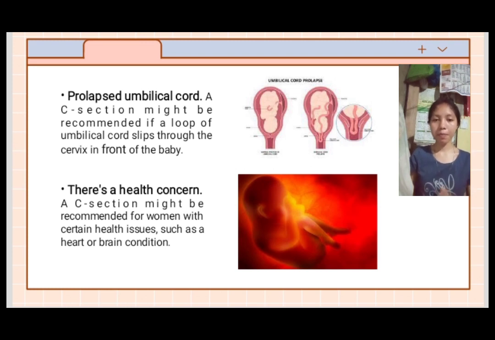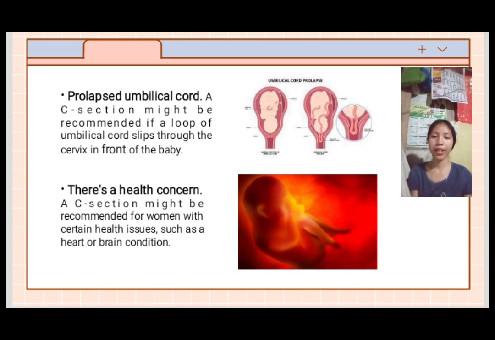Normally, the baby comes out followed by the umbilical cord, but in prolapse, the cord slips out of place before the baby comes out. This can be dangerous because the cord might get squeezed between the baby and the birth canal, causing problems with oxygen and blood supply to the baby. It needs immediate medical attention to ensure the baby gets enough oxygen and is delivered safely.